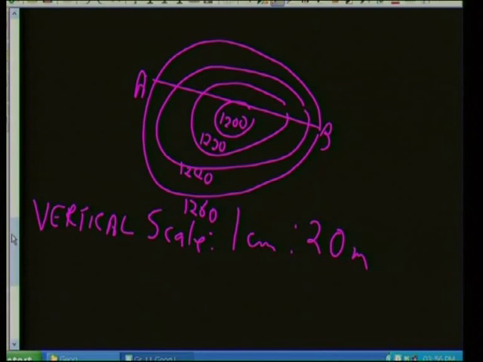Now, if I want to draw the whole axis itself, I look at what is my highest reading on my contours. It's 1,260, and what is my lowest? 1,200. So I know that I don't have to start from 0. I can just start below 1,200 and just go above 1,260.